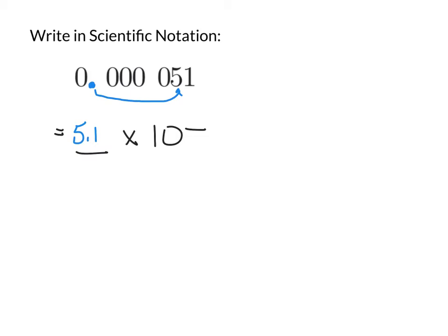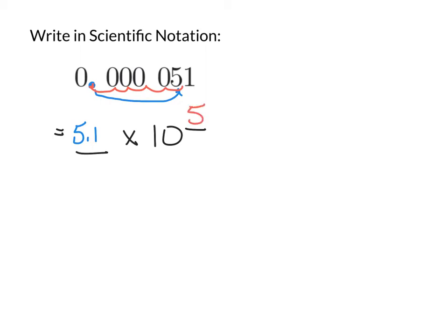Now we have to recognize what the power is. To find the power, we get that by counting places. Our decimal point started right here, and we need to move it to right after the 5. How many places is that? 1, 2, 3, 4, 5 places. That's going to be our power.